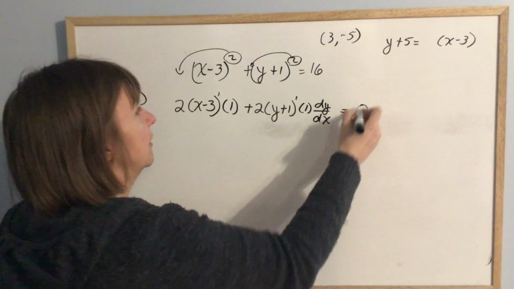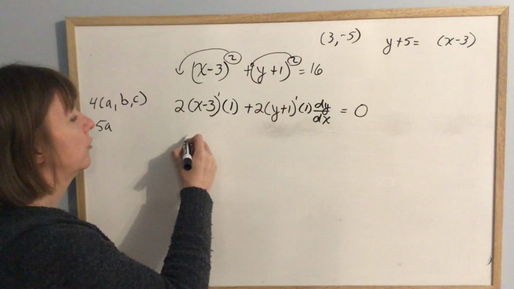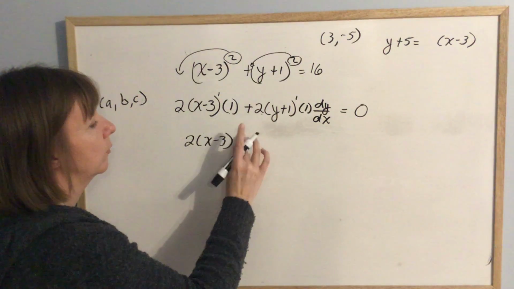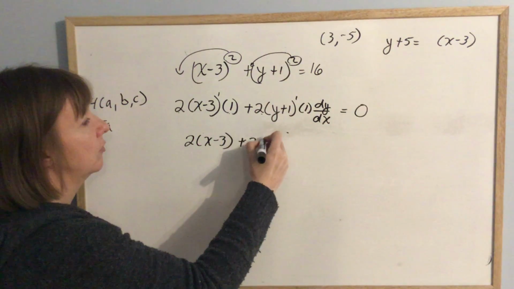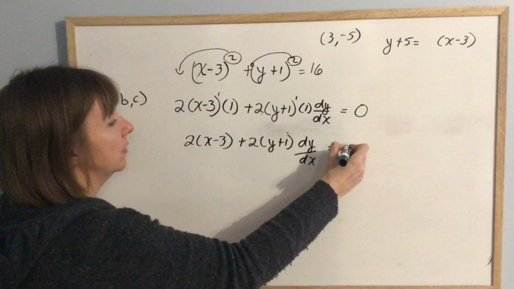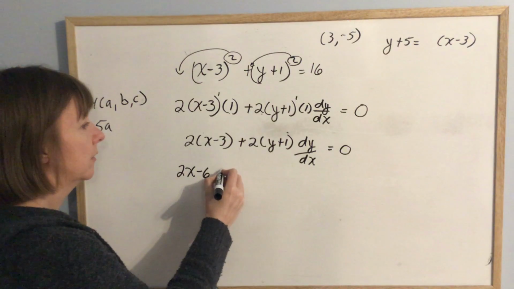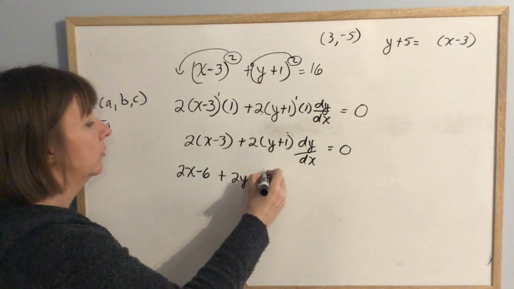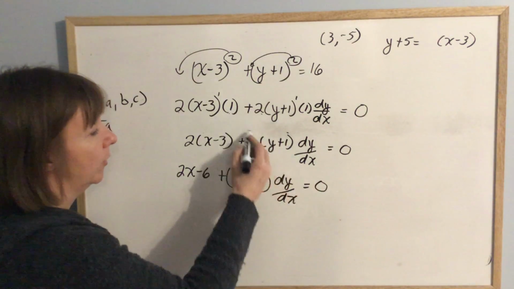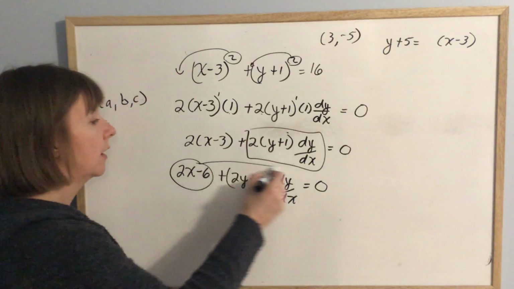Equals the derivative of 16, which is 0. So really what I have here is 2 times 1, that's 2, times x minus 3, plus 2 times 1, that's 2, times y plus 1, times dy over dx, equals nothing. So 2x minus 6, plus 2y plus 2, and that whole 2y plus 2 is times dy over dx, right? Because that's one whole piece. It's all multiplied together.